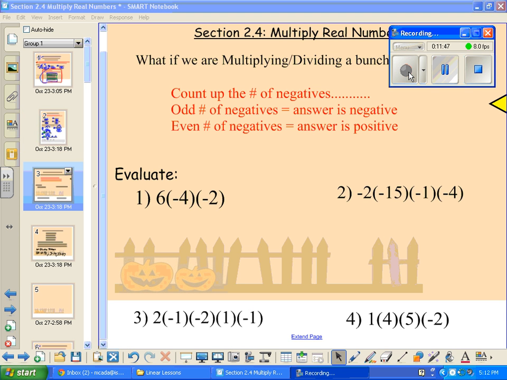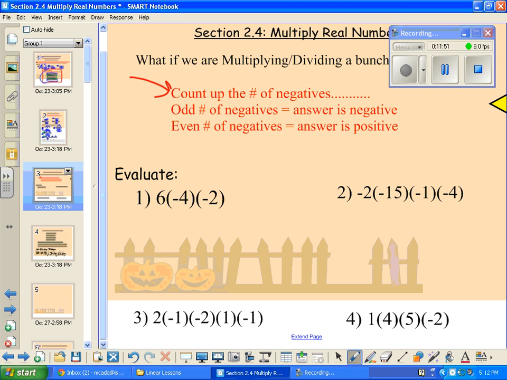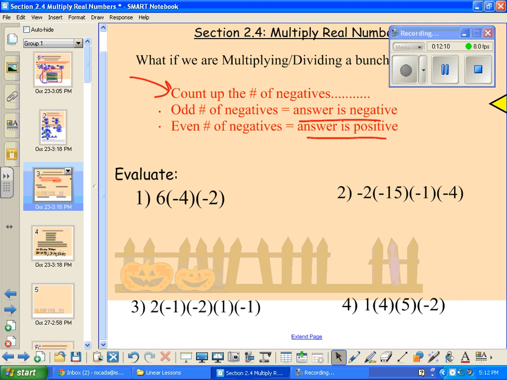So on this next page, I have that rule up here. It says if we just count the number of negatives in a problem, that will also tell us what the sign of the answer should be. If it's an odd number of negatives, then my answer is going to be negative. If there's an even number of negatives, then my answer is going to be a positive answer, just like we showed on those problems on the previous page. So again, even showing that off here on the last 4 examples that I have on the board.